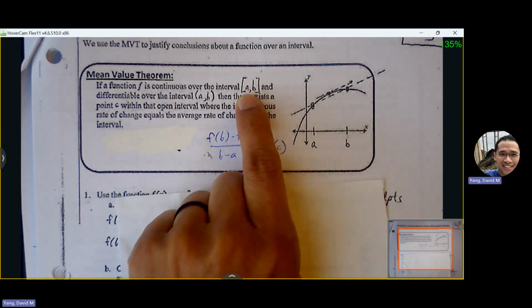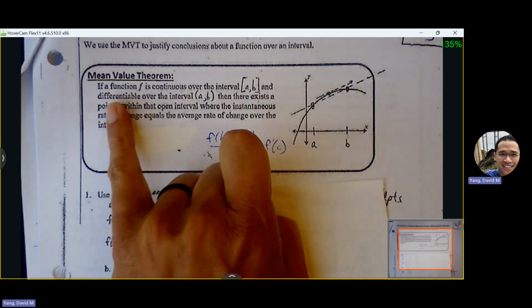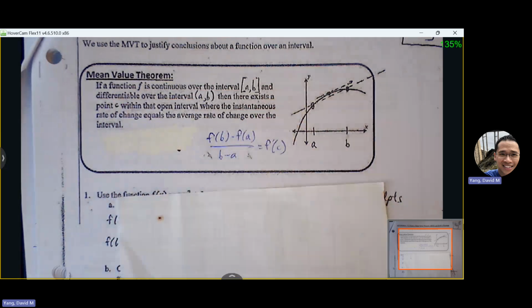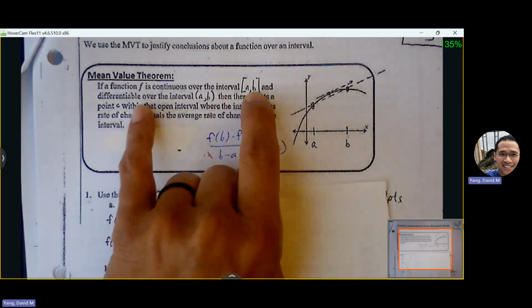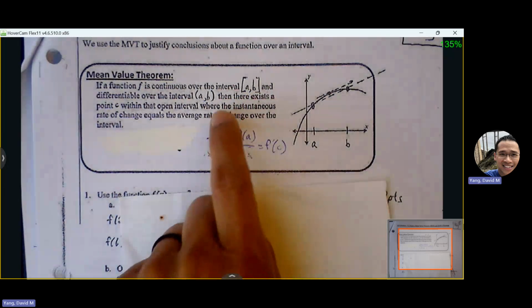We need the fact that the graph has to be connected, and it's got to be a smooth curve all the way through. We can't have any sudden sharp turns, otherwise we're not able to move forward and guarantee a slope that we're looking for. Okay, so we're going to practice writing out those conditions each time we're tackling one of these theorems.